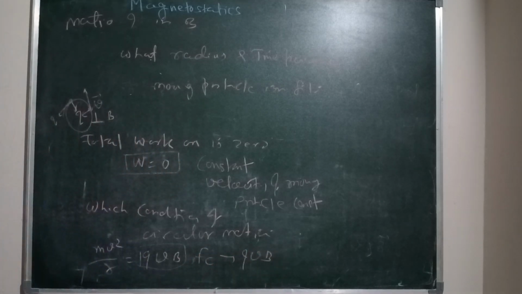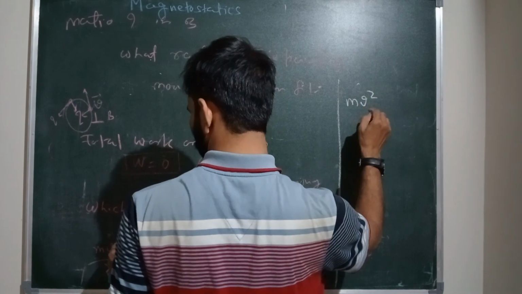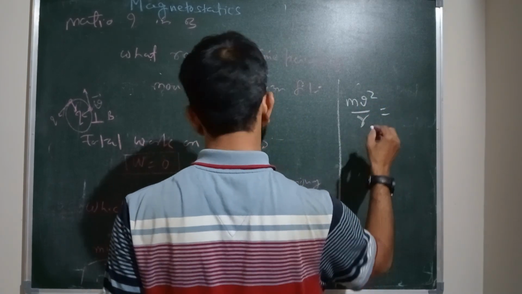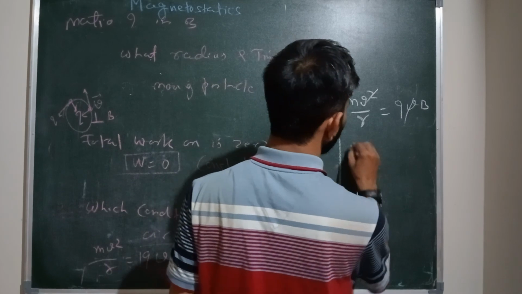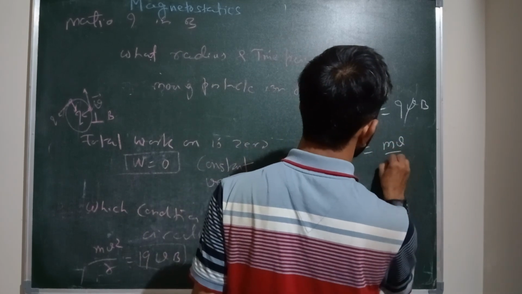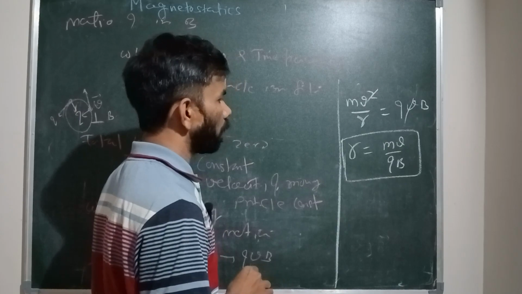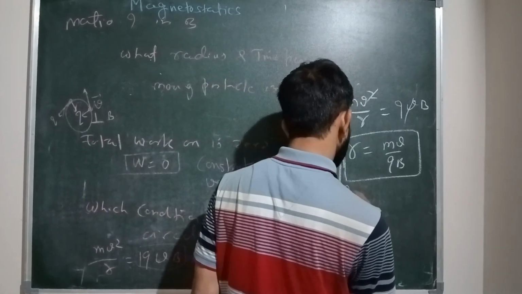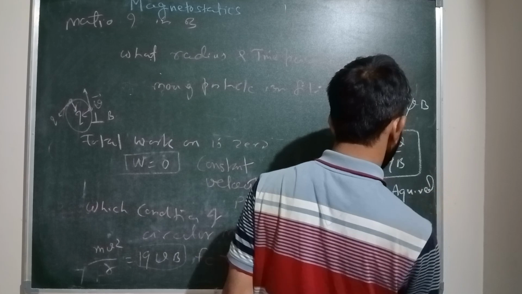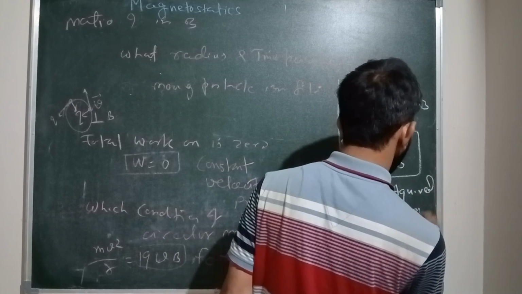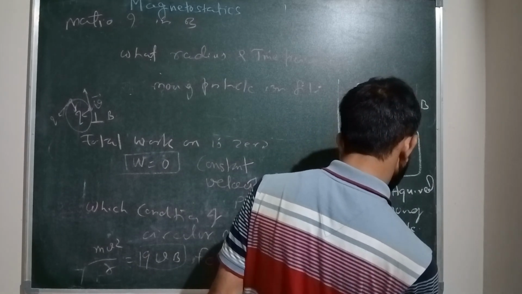So now we summarize: mv squared upon r equals qvB. So v cancels out, and r equals mv upon qB. This is the radius acquired by the moving particle in magnetic field B.